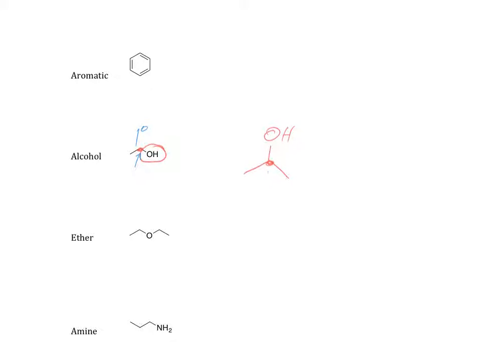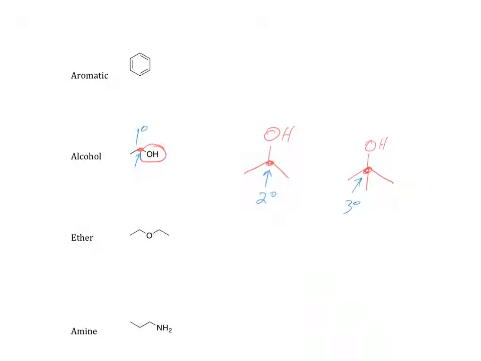This carbon here is directly bound to two carbons. So this is a secondary alcohol. And if we drew a tertiary alcohol, the carbon holding the alcohol has got to be bound to three other carbons. So 1, 2, 3. So this becomes our tertiary alcohol.